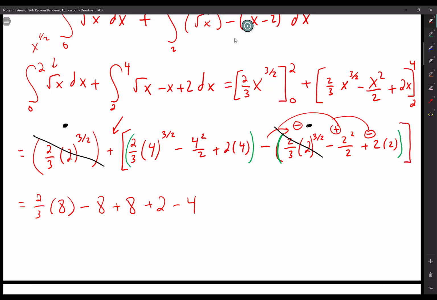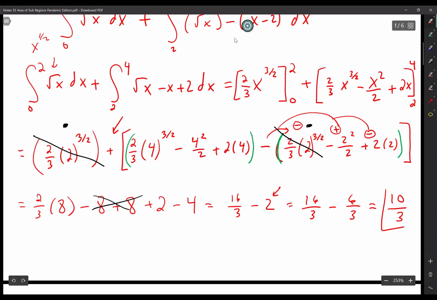So now let's see, guys. Equals 16 over 3. I see the 8 canceling out. 2 minus 4, I see minus 2. So 16 over 3 minus, and then I'm just doing common denominator. 2 times 3 is 6, so minus 6 over 3. 16 minus 6 is 10, so 10 over 3. Man, that was a lot of work just for that one little number. And there it is, guys, 10 over 3.